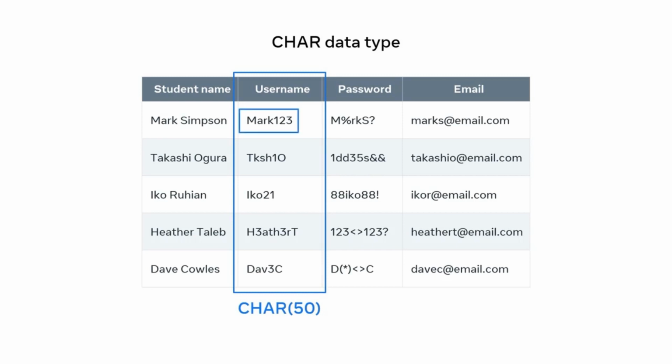For example, the table contains the records for a student with the username Mark123, which is a total of 7 characters. However, because the column is defined as char 50, this username occupies a length of 50 characters within a space. The varchar data type works in a similar way to char.